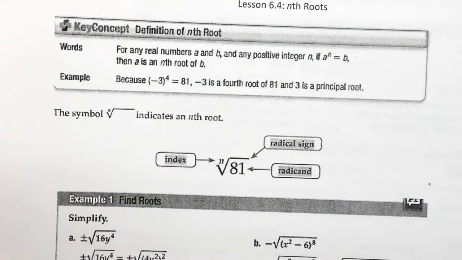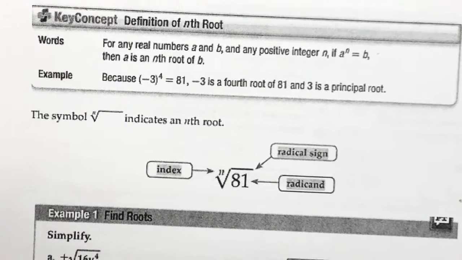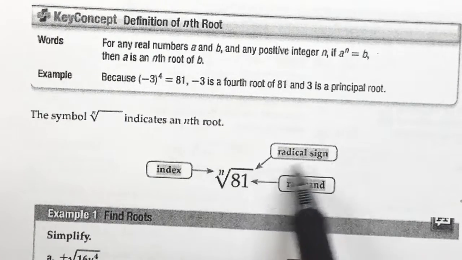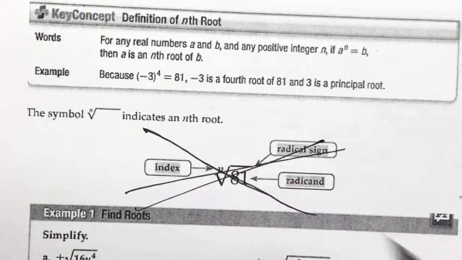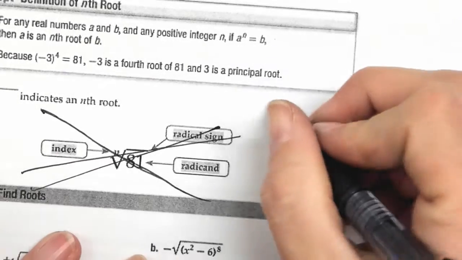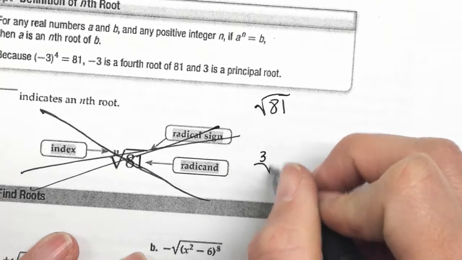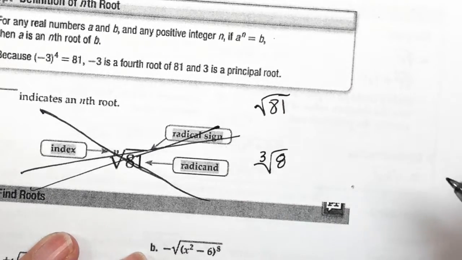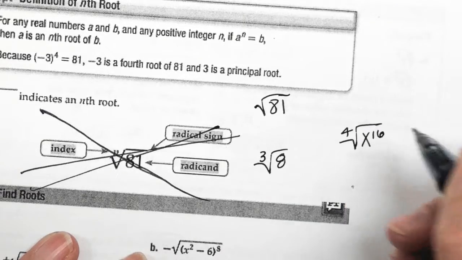And this kind of breaks down the radical, saying that this is the index, whatever number's out here, radical sign, and radicand. I want you to mark through that. That's hard to remember. I'm going to show you a really easy way to remember these. I want you to write 3 examples. First one's going to be square root of 81, cube root of 8, and we'll do fourth root of x to the 16th.